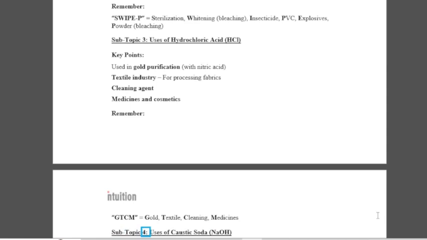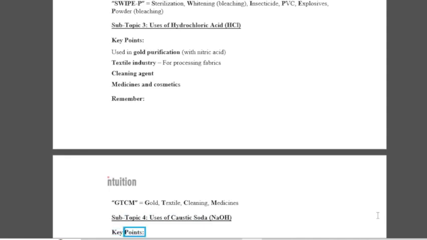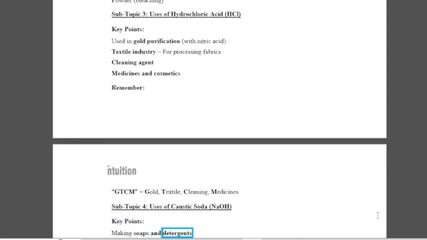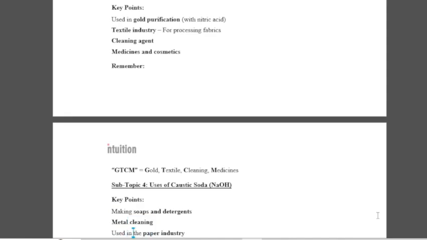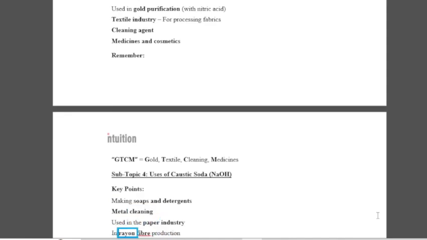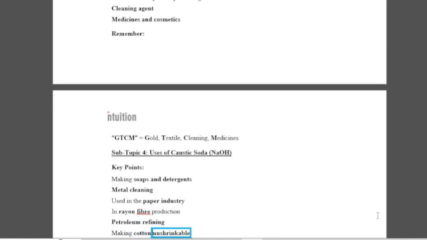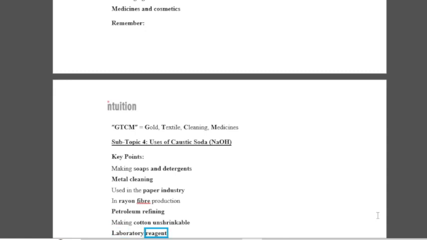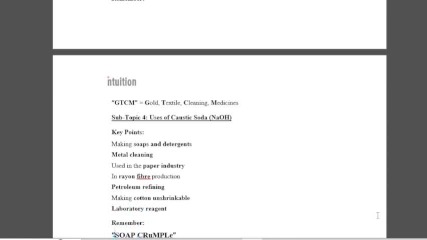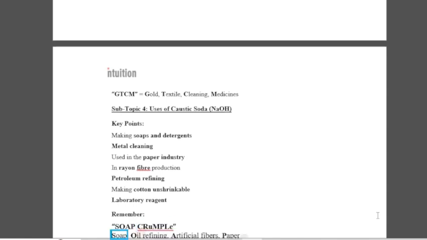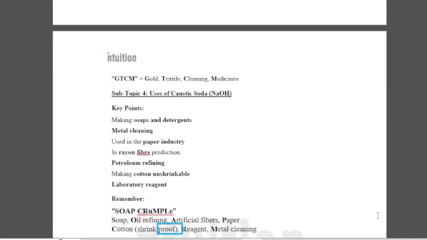Subtopic 4. Uses of caustic soda, NaOH. Key points: making soaps and detergents, metal cleaning, used in the paper industry, in rayon fiber production, petroleum refining, making cotton unshrinkable, and as a laboratory reagent. Remember, SOAP CRUMPLE: soap, oil refining, artificial fibers, paper, cotton shrink-proof, reagent, metal cleaning.